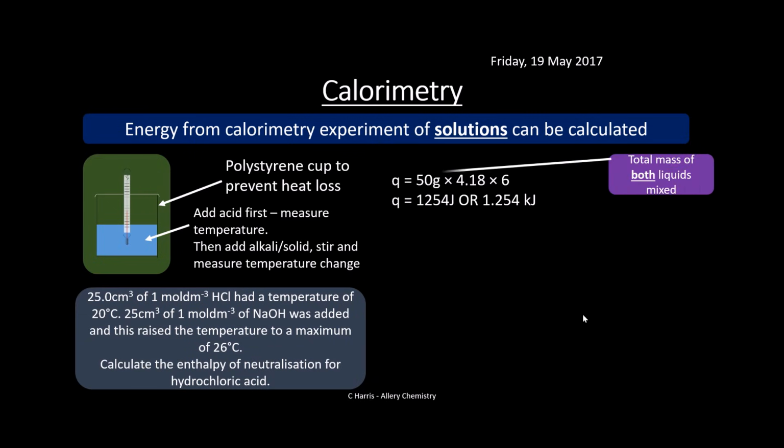Okay, so the first thing we need to do is work out Q, which is the energy change. The slight difference here is that we have a total mass of both liquids of 50 grams. We're assuming that the density is 1 gram per cm³, so for every cm³ it's basically a gram. So we've got 25 of this and 25 of this. Because we've got both liquids in here, we add them together. That's why we've got the 50. Times it by the heat capacity, 4.18, times it by 6, which is your temperature change. This will give us a value of 1,254 joules or 1.254 kilojoules.